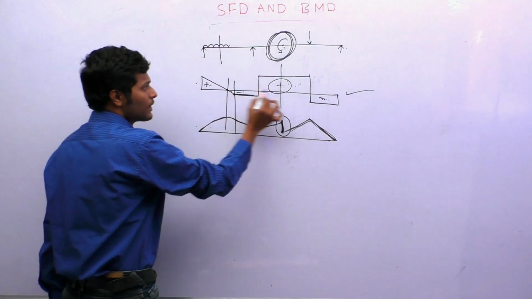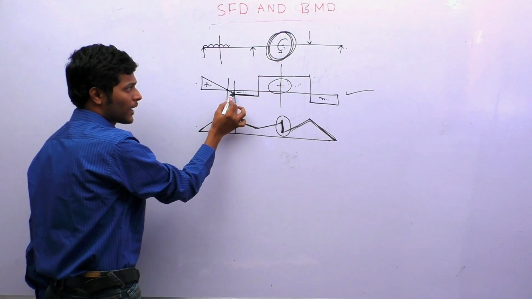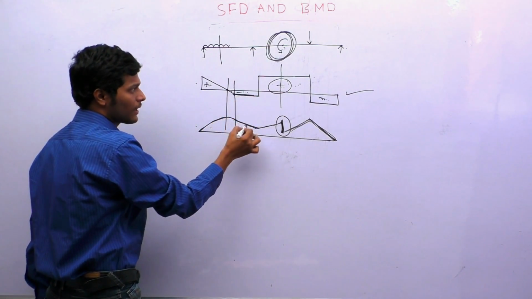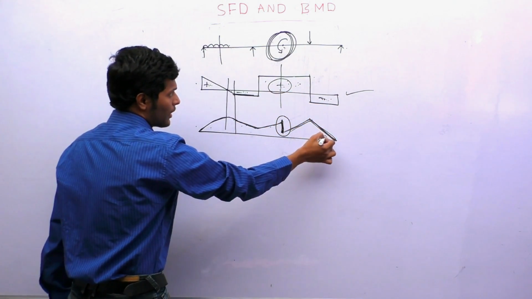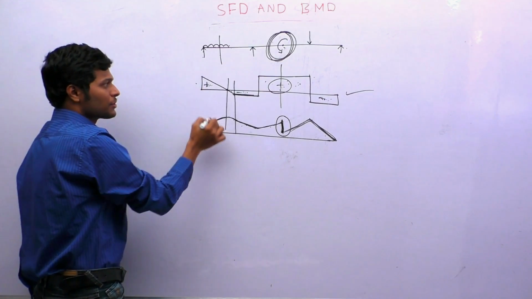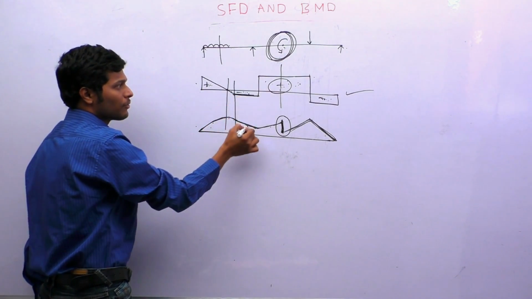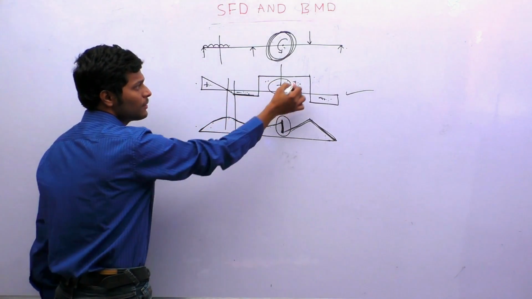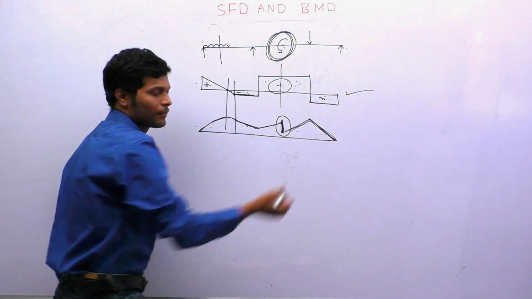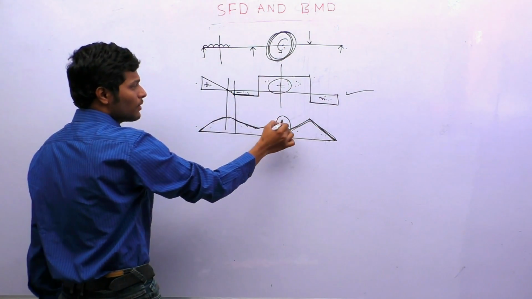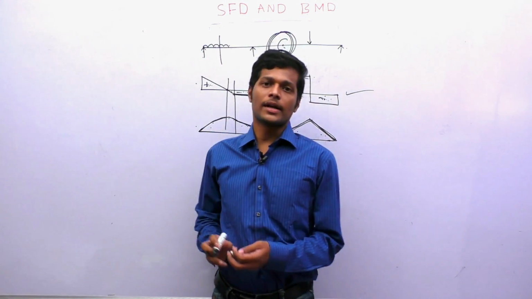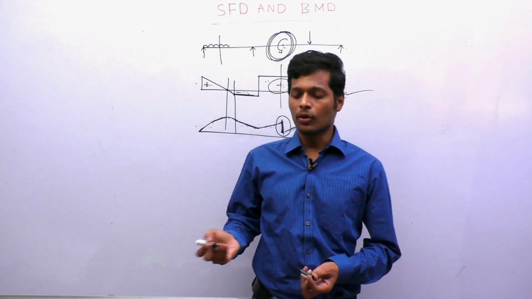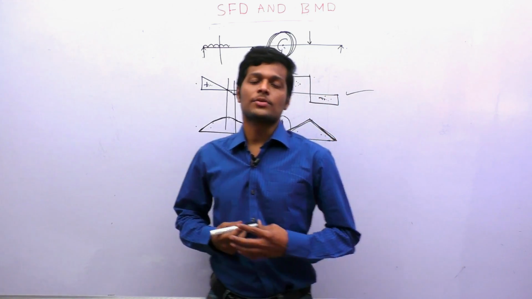So you can see here: triangle, parabola, triangle, parabola, rectangle, triangle, rectangle, triangle, rectangle, triangle, rectangle, triangle. Okay, so positive, rising, negative, falling, positive, rising, negative, falling. So when there is a couple, you will have a vertical line. Okay, so in this way, we can draw the SFD and BMD of any loading diagram without actually solving it.